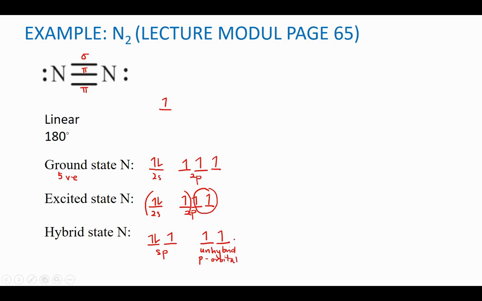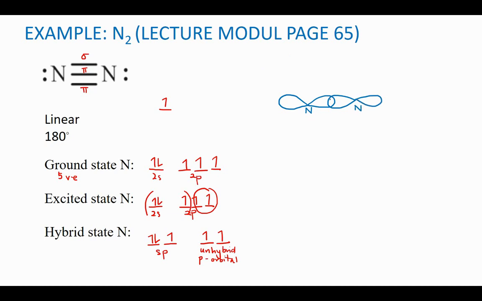So next, nak lukis pula. To draw the hybrid state, okay, so kita tahu sp ni bentuk linear. Okay, so kita lukislah orbital yang berbentuk linear macam ni. Okay, so ni merujuk kepada nitrogen atom. So kat sini kita ada dua nitrogen atom dan salah satu orbital ni akan overlap end to end with another nitrogen atom. Macam ni lah jadinya.